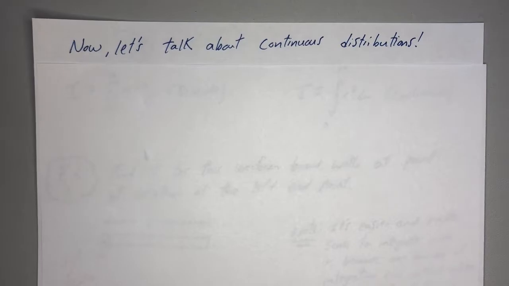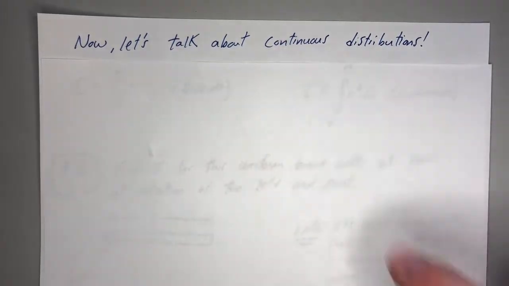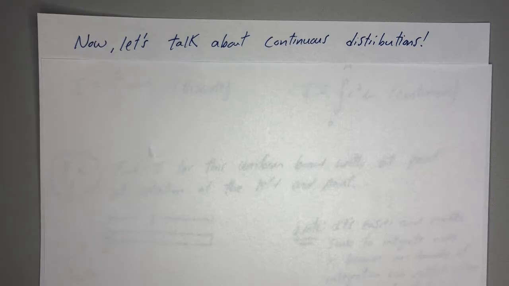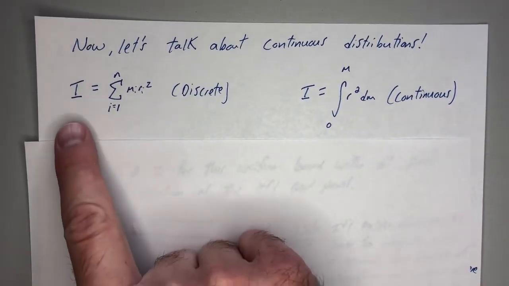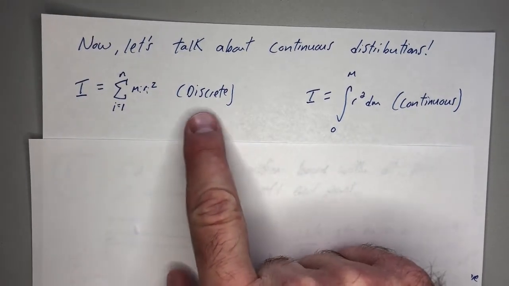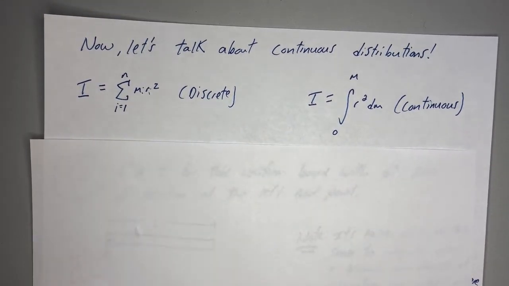All right, so now we're going to take it up a notch, and it's not even really that much more difficult, but we're going to talk about continuous distributions. Before we were talking about a discrete mass, like one point mass kind of situation. Now we're going to take it up a notch and talk about continuous distributions. Just to reiterate, if you want to find the moment of inertia for a discrete bundle, you just sum up all the different moment of inertia contributions.